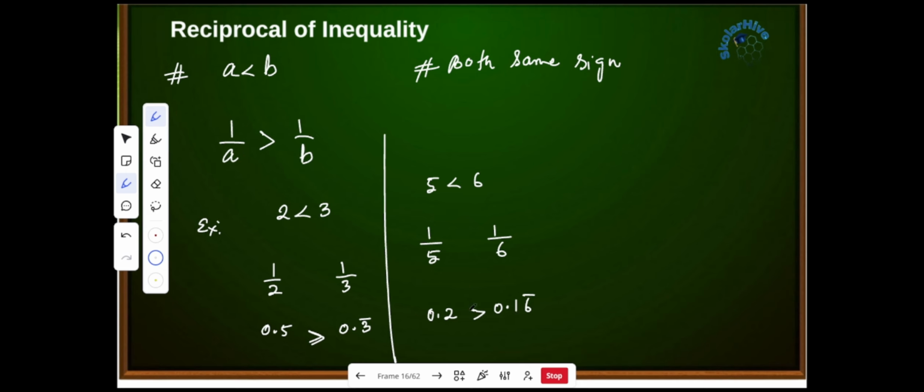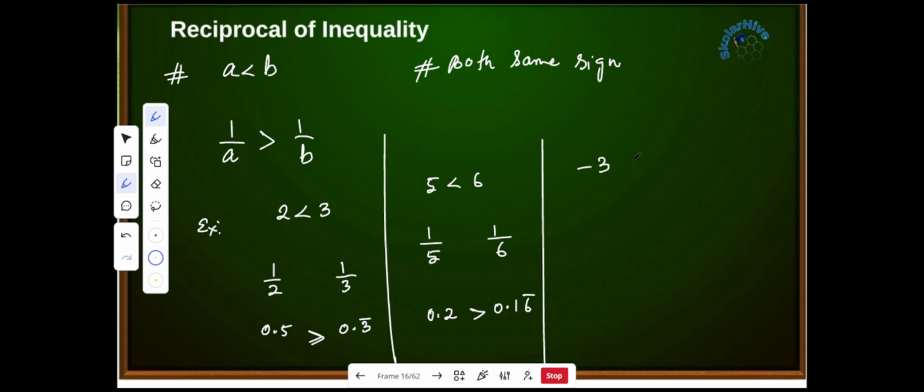So here you can find that by taking the reciprocal of these two positive numbers A and B, we got that the values have changed, meaning the reciprocal value is bigger than the earlier numbers. So here the inequality sign changed from a smaller than to a bigger than sign. Now let's take one more example.